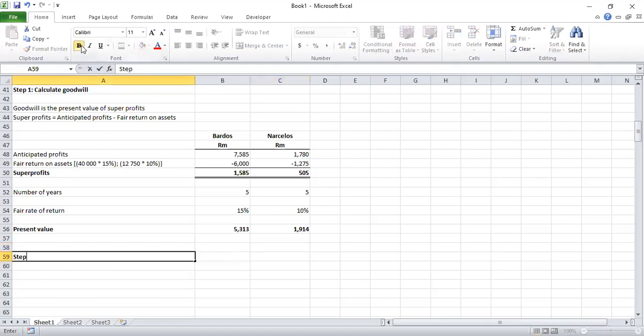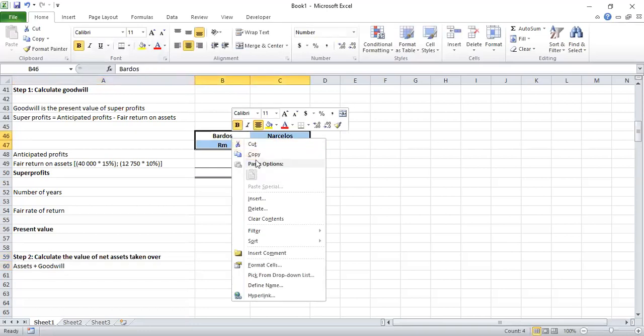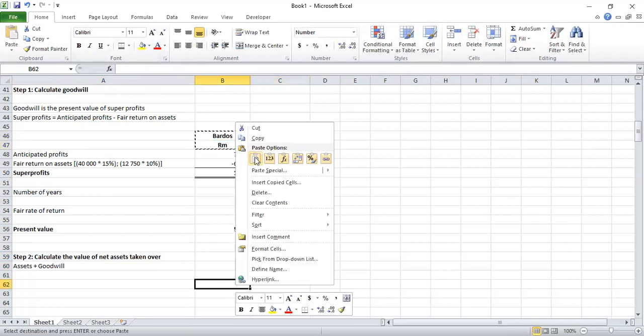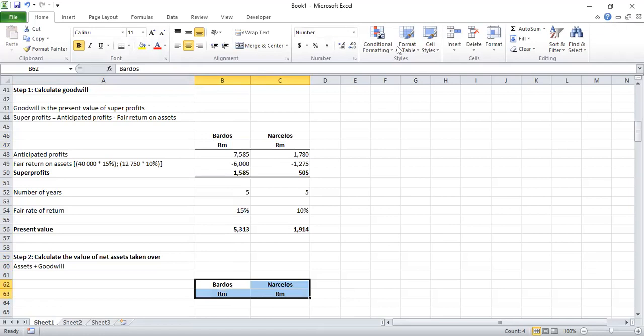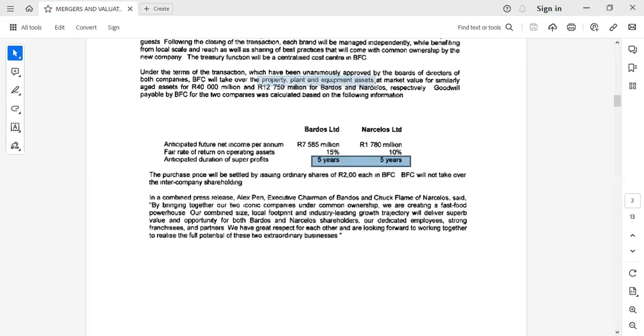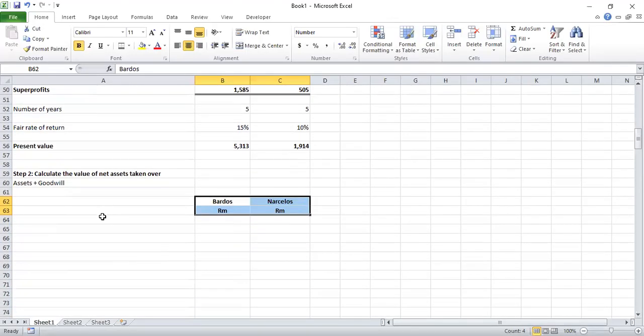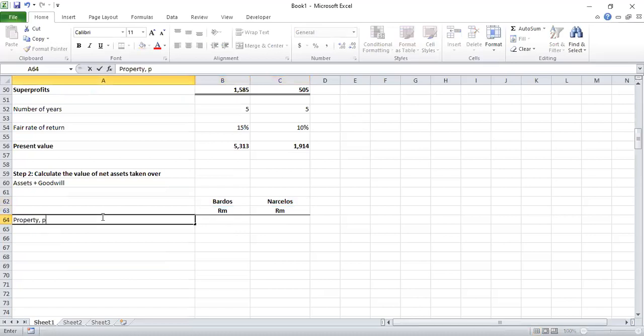Right, step 2. Calculate the value of net assets taken over. Which will be the assets plus what? Goodwill. Right. Remember that we told that these are the assets, the property, plant, and equipment assets. So if we have liabilities, you subtract them from the property, plant, and equipment. So if you are given the net assets, you take the net assets.